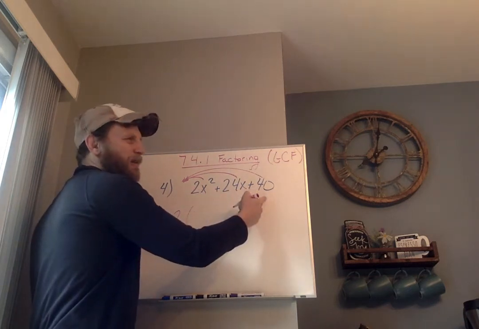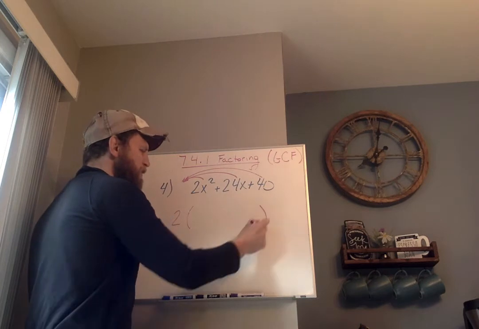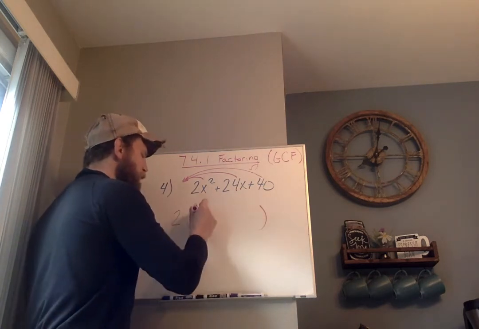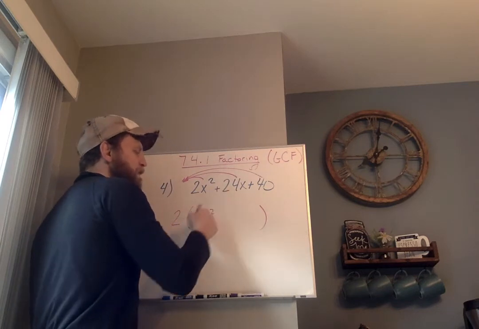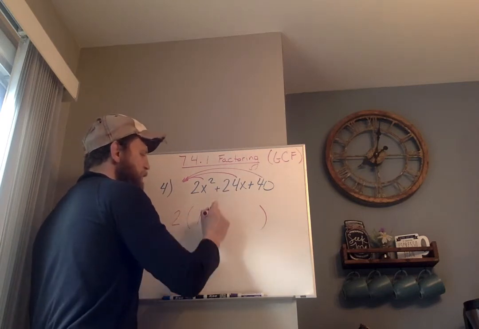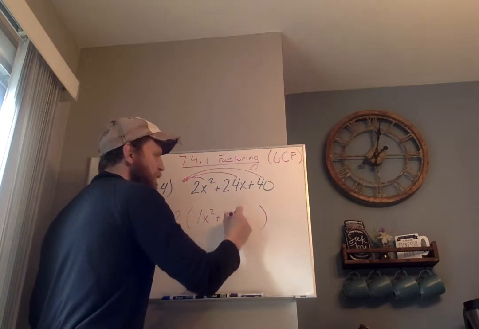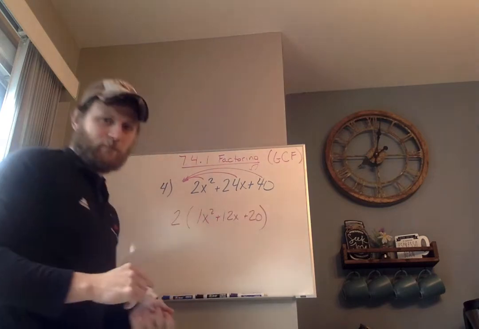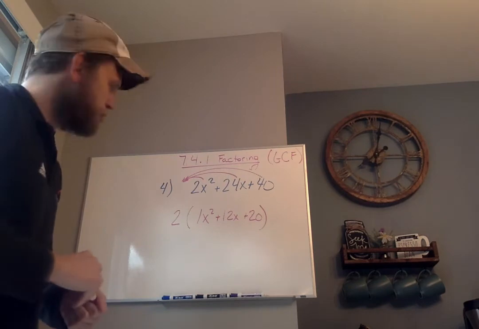All right. Do they all share an x? No. So we're pretty much done with that. There's just 2 that can go in. So we do 2 divided by 2 is 1. So it's 1x squared. 24 divided by 2 is 12. So that's 12x. 40 divided by 2 is 20. And we're done. Okay.